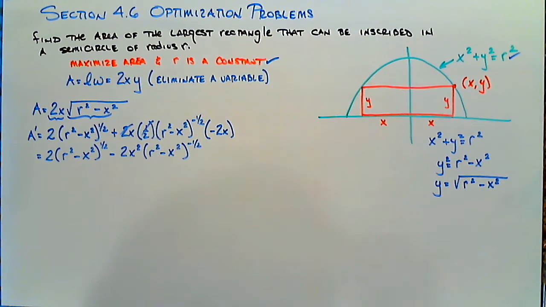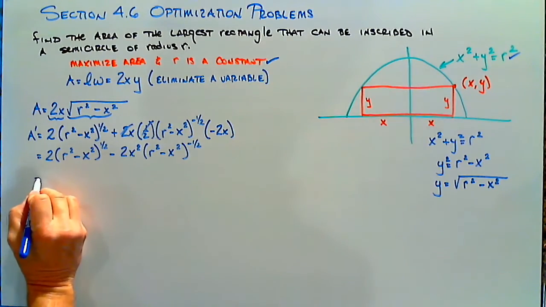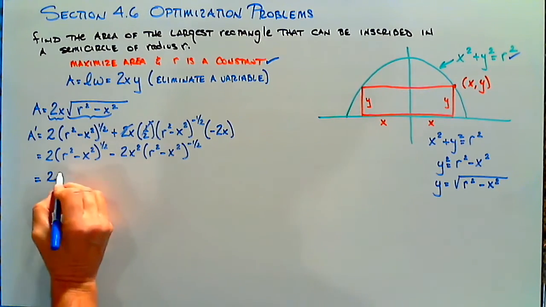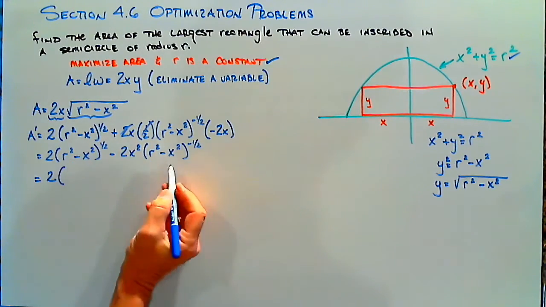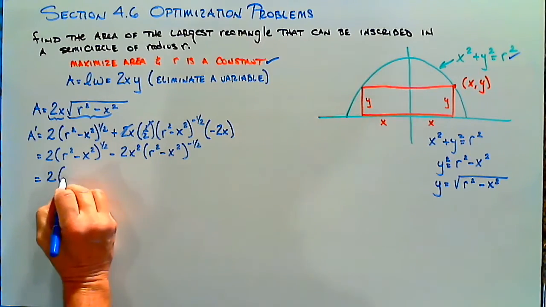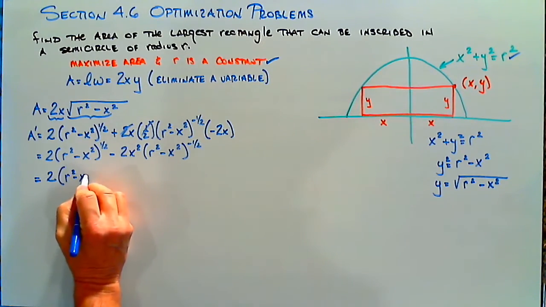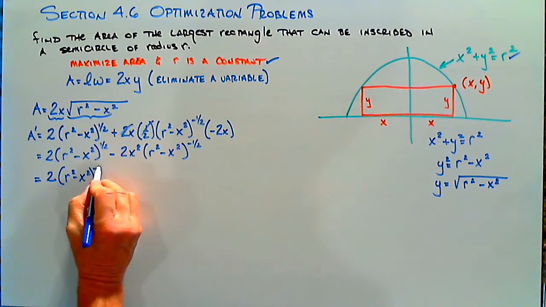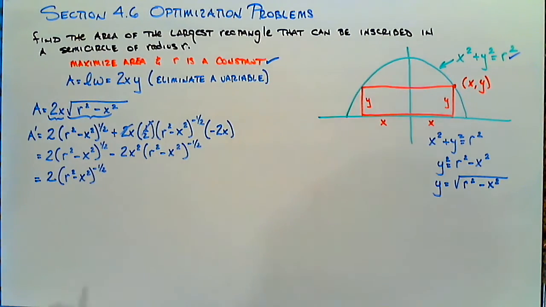Now we're going to have to set this equal to 0 and see where it fails to exist. To do that, we're going to have to factor. So what can we factor out of this? We're going to do some more fancy algebra here. 2 comes out. We take out an r squared minus x squared to the smallest power. The smallest power between 1/2 and minus 1/2 is minus 1/2. That's the smallest power.